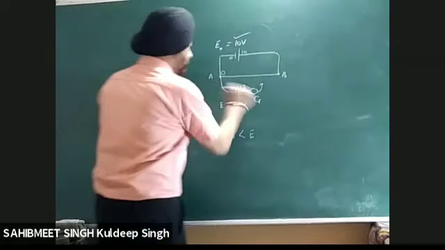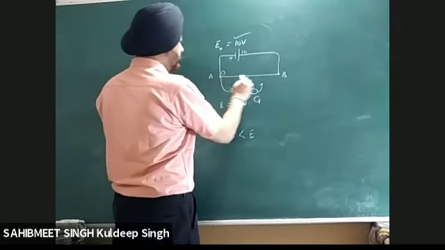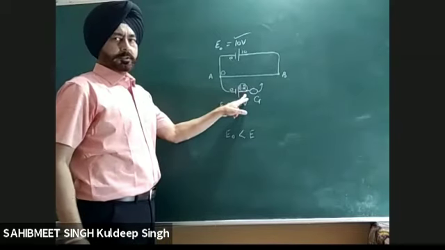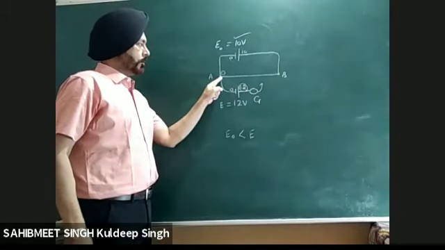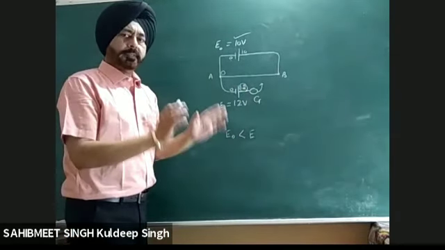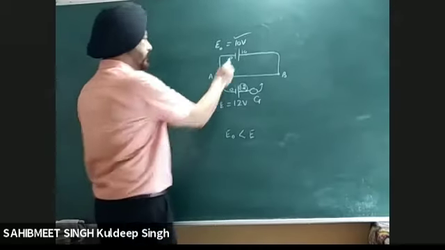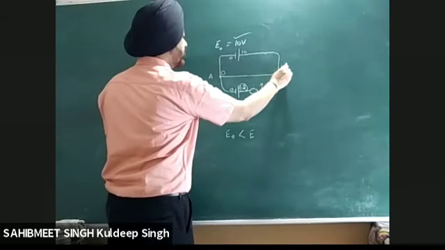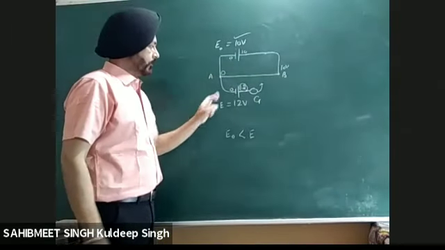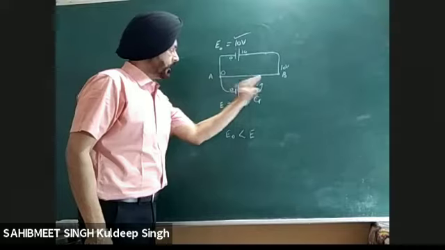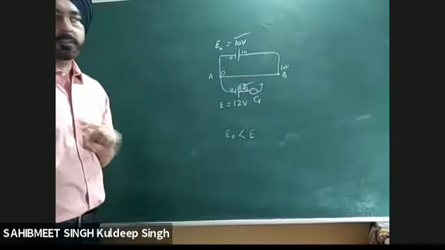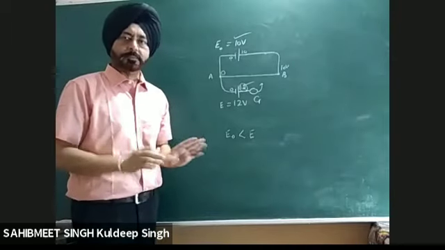To find the null point, when I select the jockey, I have to balance this 12 volt. I have to find 12 volt on the wire from A to B. There must be somewhere 12 volt. But A is at 0 volt, B is at 10 volt. When I go from 0 to 10, in between I will never get 12 volt. So there will be again no null point, no balance point.